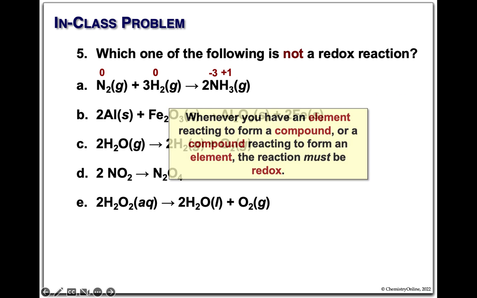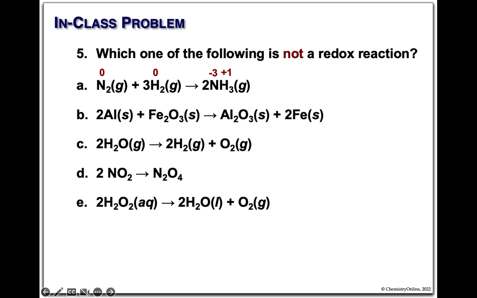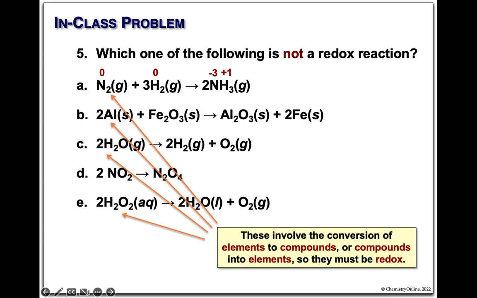So, here we have aluminum as an element, aluminum in a compound, that's redox. We have oxygen in a compound, hydrogen and oxygen as elements, that's redox. We have oxygen in a compound, oxygen in an element. All of these are redox. Now this leaves only D as our option.